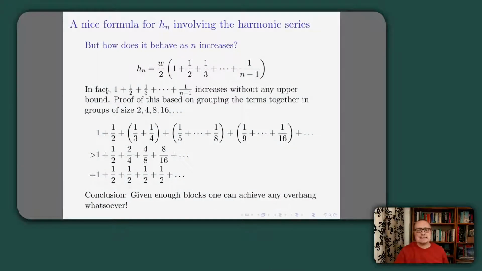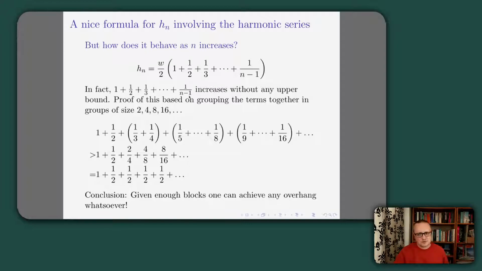Well, in fact, one can prove that this series, it's clearly an increasing series. It's getting bigger each time, but it's getting bigger by a smaller amount, because these fractions, 1/2, 1/3, 1/4, 1/5, 1/6, 1/7, and so on, they're of course getting smaller and smaller. However, they will still increase without any upper bound.